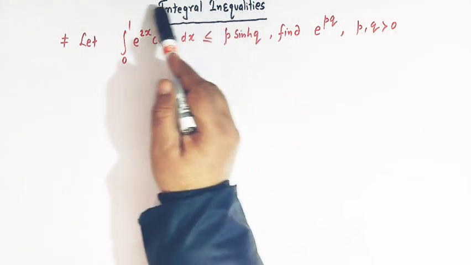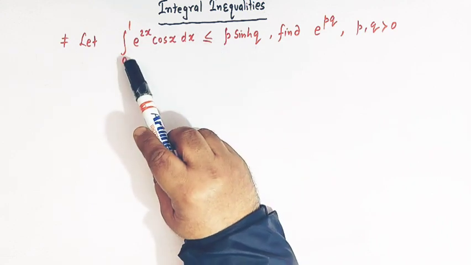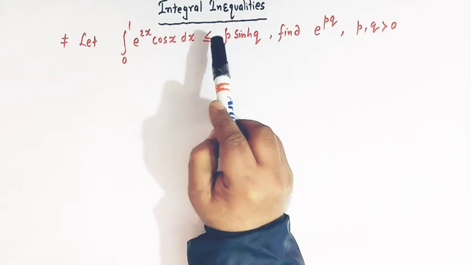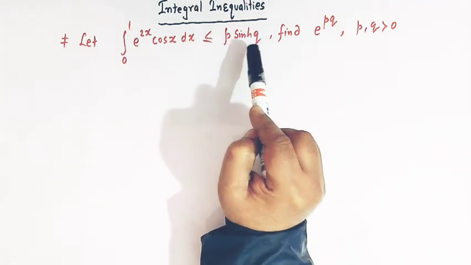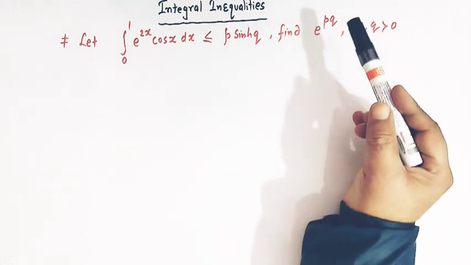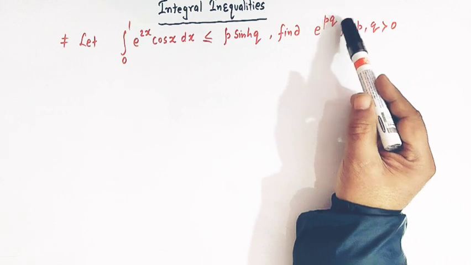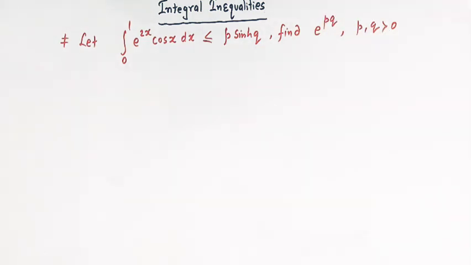So here we are given an integral inequality in which this integral, that is 0 to 1 e raised to 2x cos x dx, is less than or equal to p times the hyperbolic sine of q. Then we have to find the value of this expression, that is e raised to p times q, where p and q are greater than 0, right?